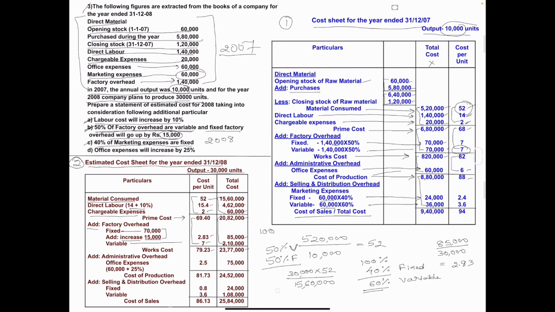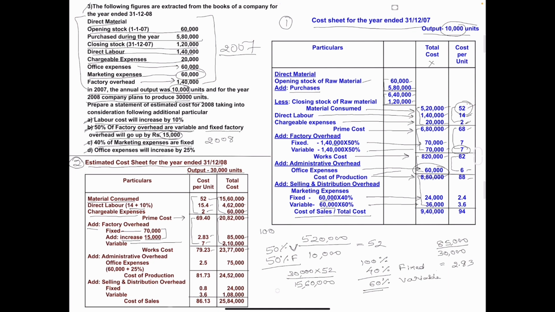Add administrative overhead. In that, office expenses. For office expenses, they have not mentioned how much is fixed or variable, and generally the administrative expenses or office overhead are fixed in nature. So we'll take the total amount. Office expenses total amount is 60,000. Refer to the 2007 year cost sheet. Office expenses amount is 60,000. So we'll write here 60,000.